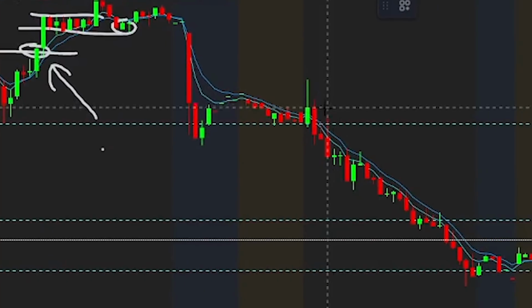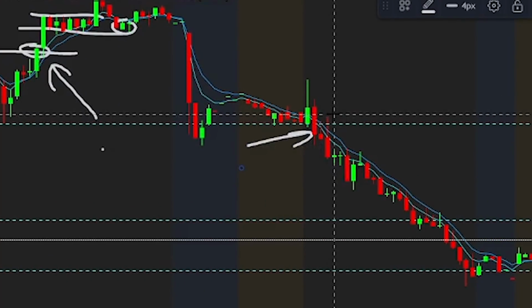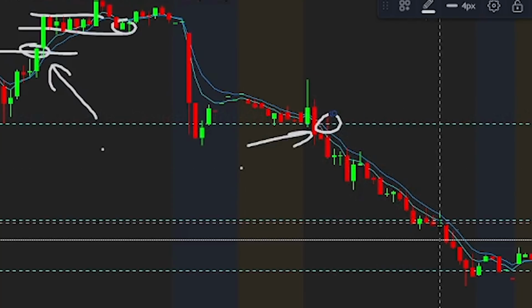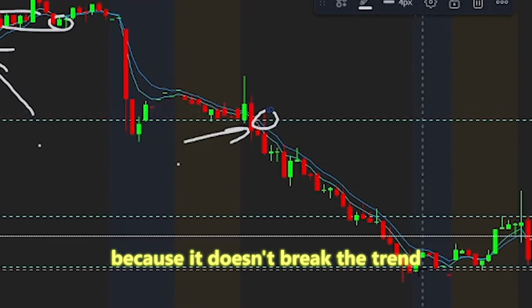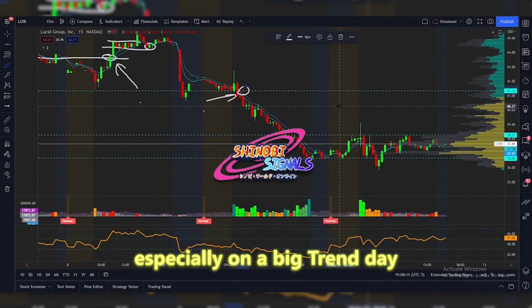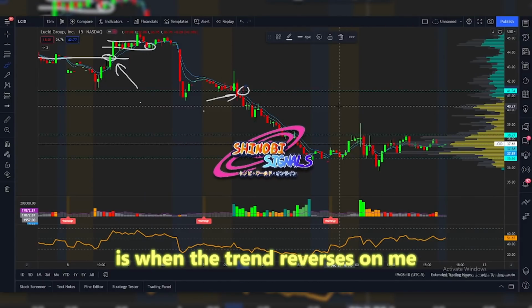And we actually did catch this, broke the support, entered our starter right on that break, added more on these two tails, and then you just ride it through all the way till the end of the day because it doesn't break the trend. So the only reason I usually ever, especially on a big trend day, look to take profits is when the trend reverses on me.